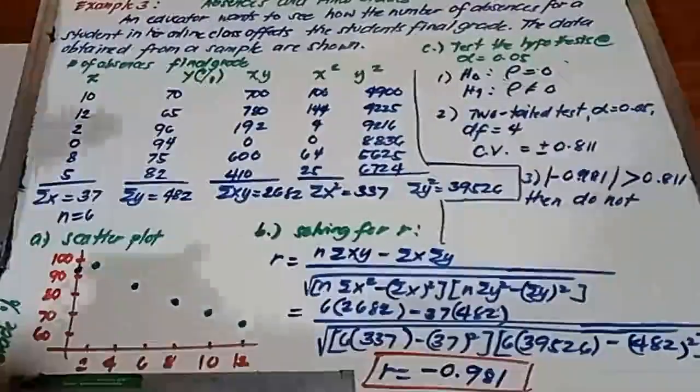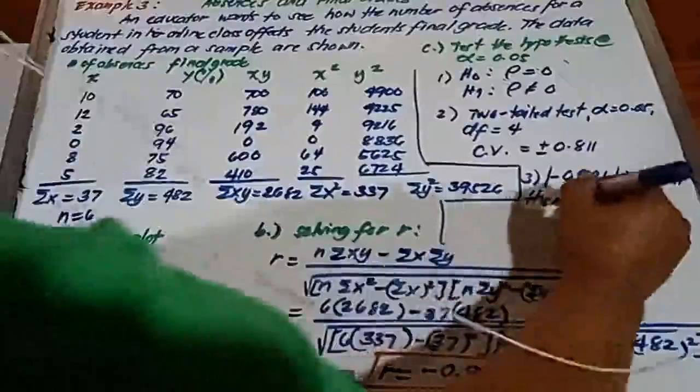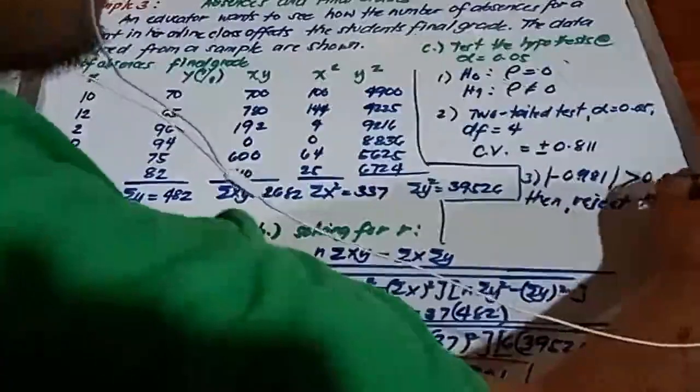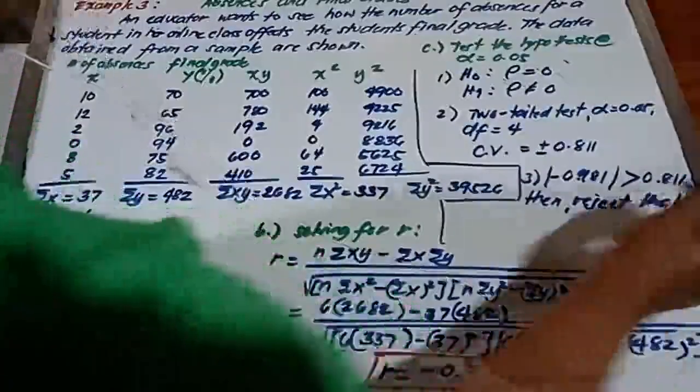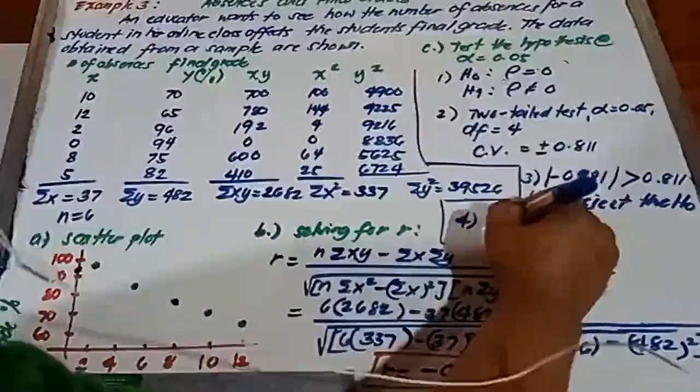Reject the null hypothesis, H0. Okay? And our last step, there is a significant relationship.